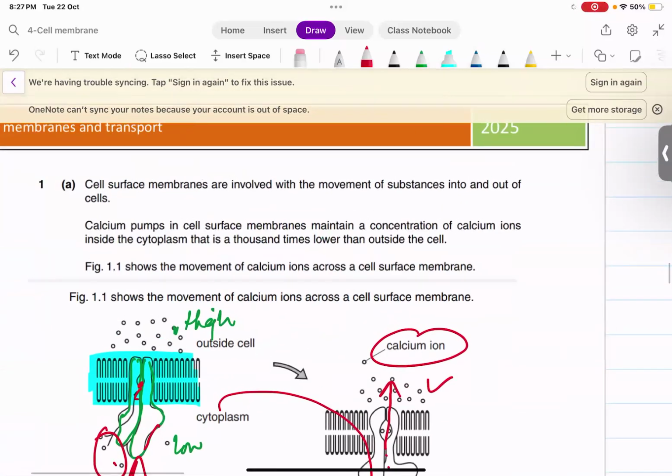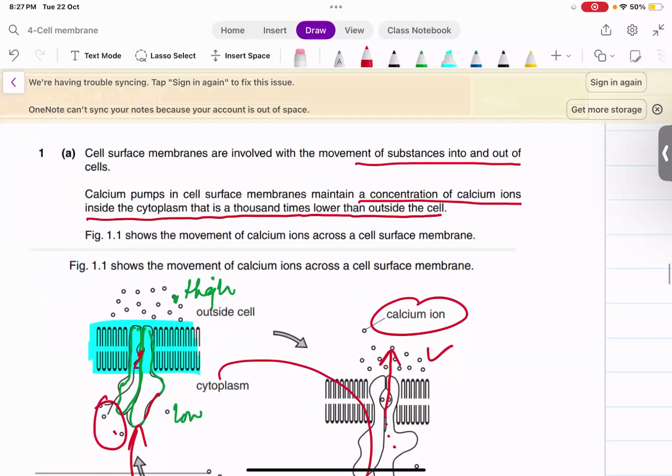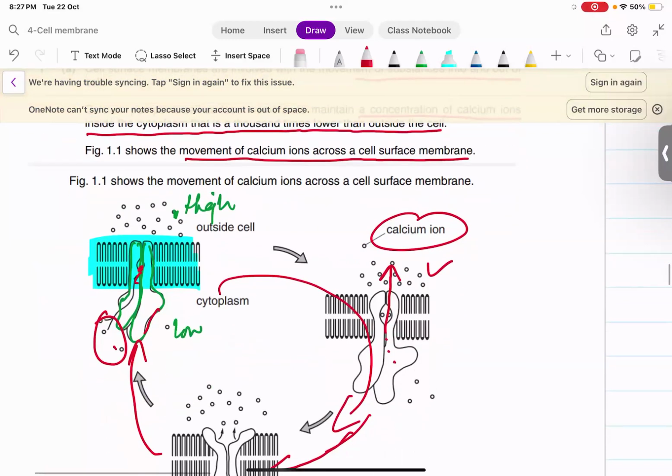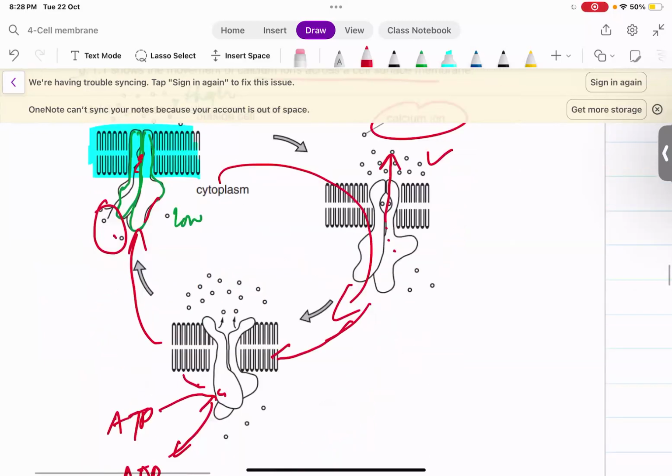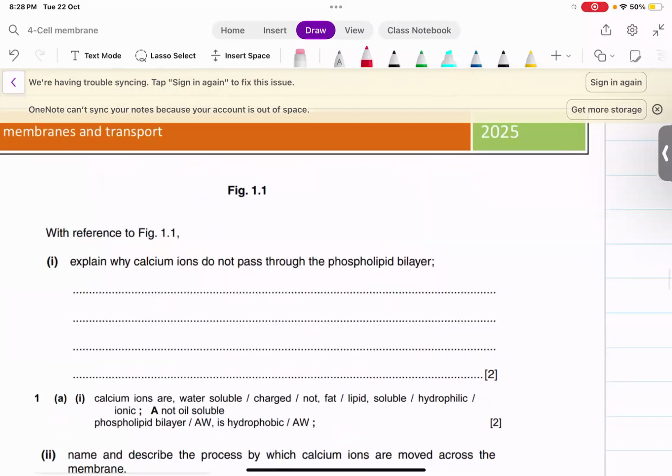Cell surface membranes are involved with the movement of substances into and out of a cell. Calcium pumps in a cell surface membrane maintain a concentration of calcium ions inside the cytoplasm that is 1,000 times lower than outside the cell. Figure 1.1 shows the movement of calcium ions across the cell surface membrane. So let's see a question. With reference to figure 1.1, explain why calcium ions do not pass through the phospholipid bilayer.